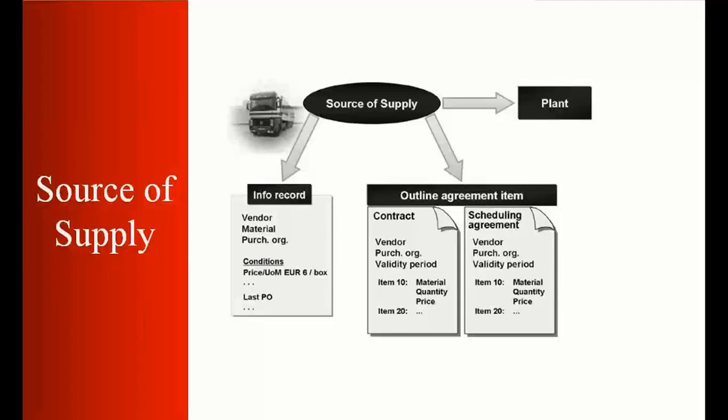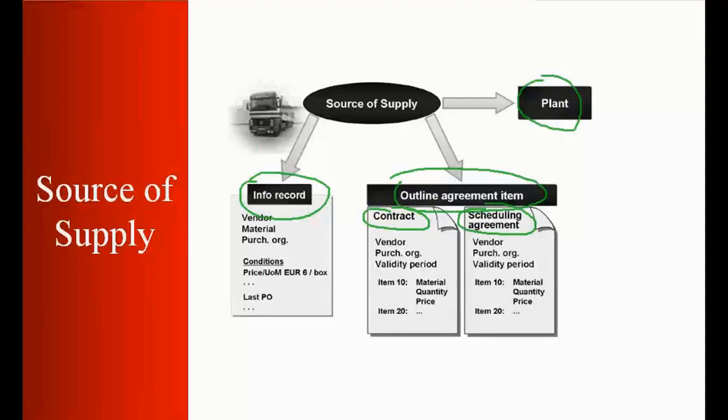So here we have three types of source of supply. It can be your info record, which is known as purchasing info record, or PIR as well. The other type is outline agreement items. We can also create outline agreements, and there are two types of agreement that we'll be covering in today's class, contract and scheduling agreement. And the third source can be a plant. That means another plant is sending the goods to a different plant. So these are the sources of supply.